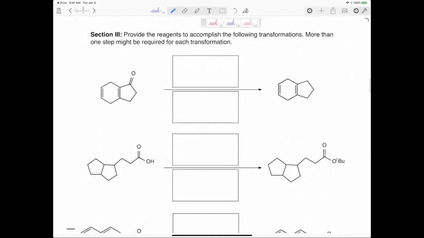Okay, let's predict the reagents for this one. There are three answers. Here's your hint. If you gave me any of these three, you are absolutely right.